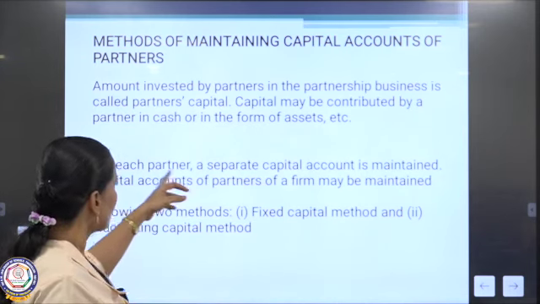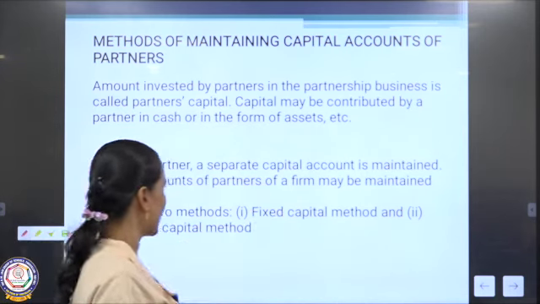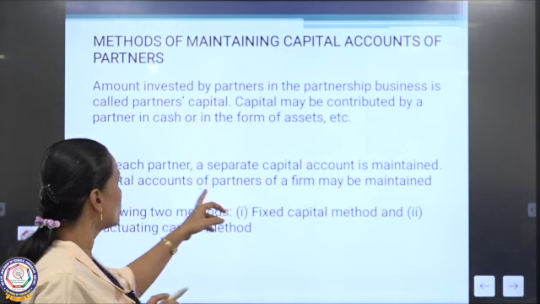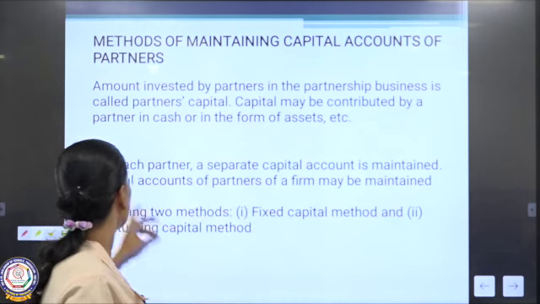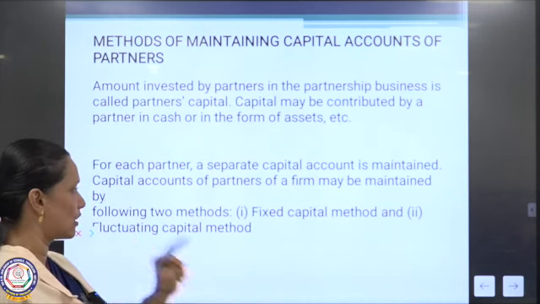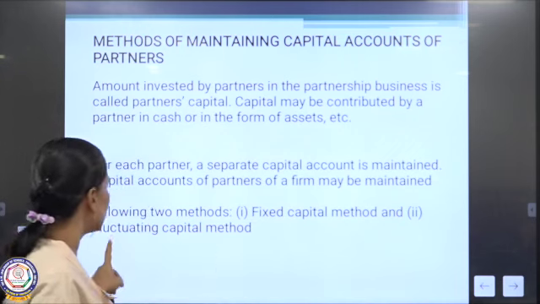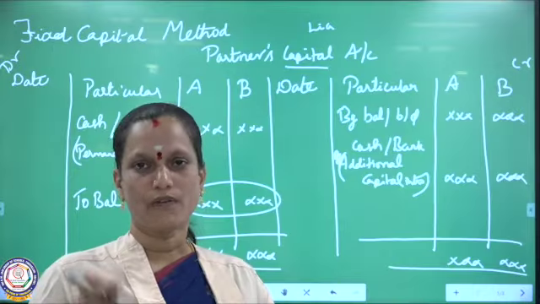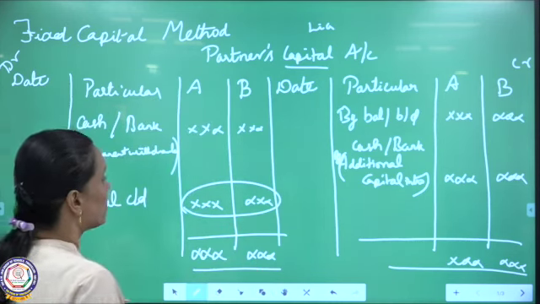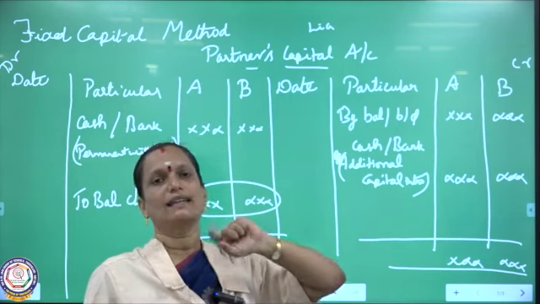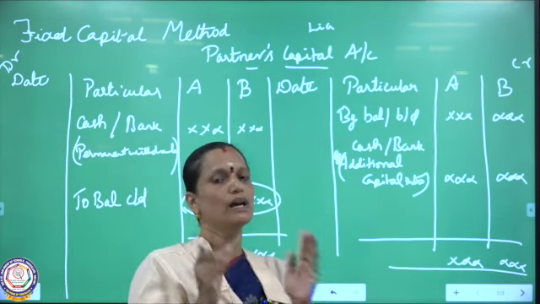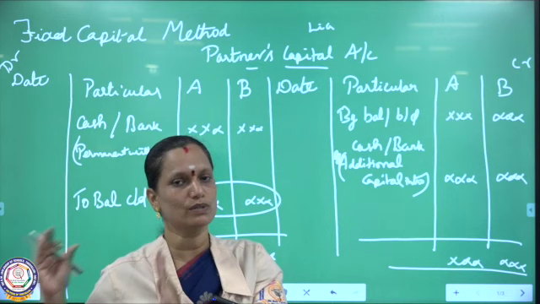For each partner, a separate capital account is maintained. Capital accounts of the partners of a firm may be maintained by following two methods. One is fixed capital method and another one is fluctuating capital method. Now we are going to see the fixed capital method. In this method, we are going to see the partner's capital account first, and then the current account. Partner's capital we do separately, and partner's current account we do separately.